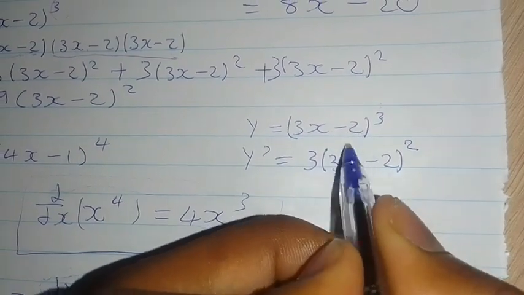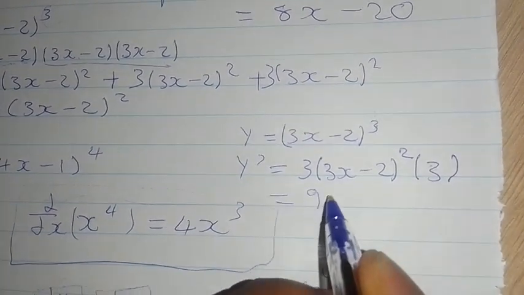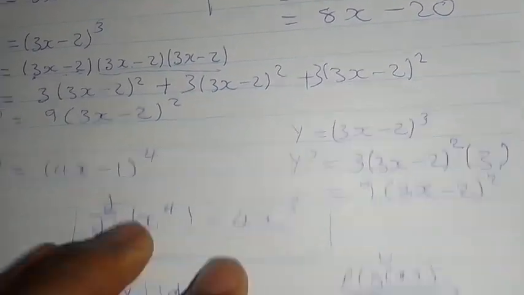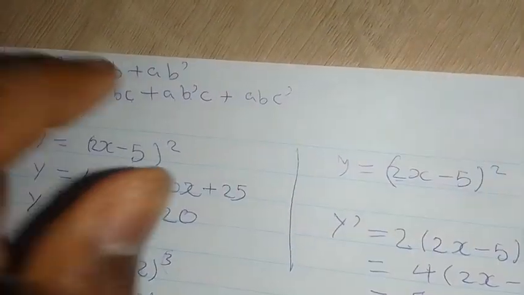So when you derive the inside part, then that just means you're going to have 3 there. Notice that 3 by 3, that's just going to give you 9. And then you have 3x minus 2 squared. So that will be the derivative of that, which is the same as that. But notice here I didn't expand. I decided to use the product rule instead.